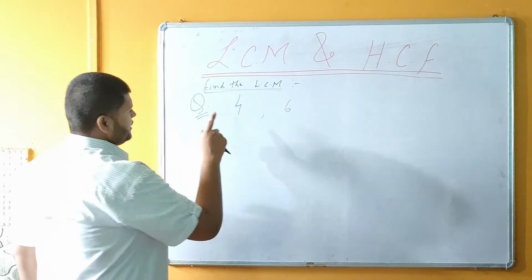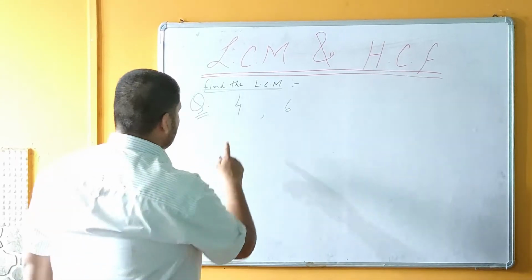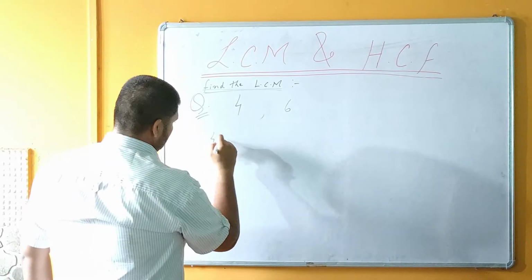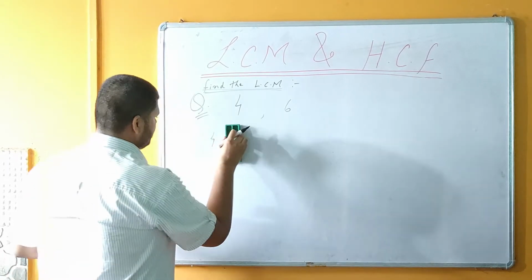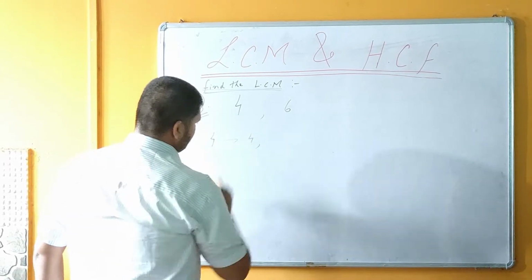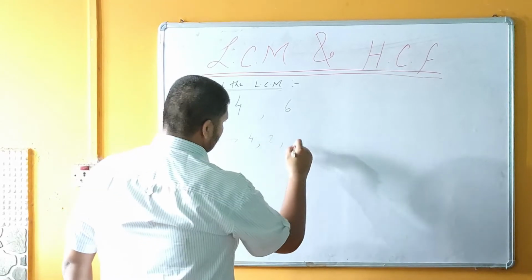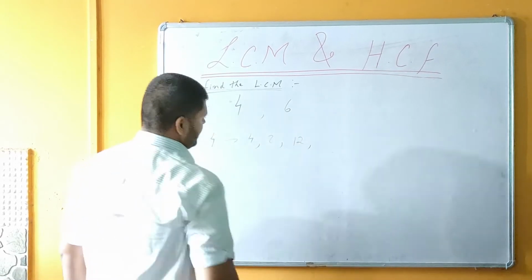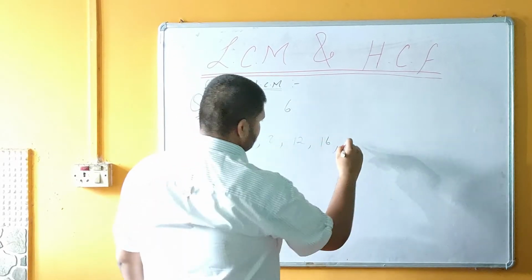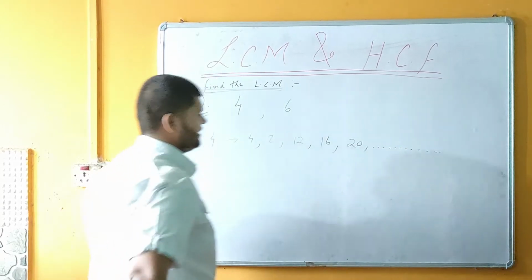Okay, so in order to find the LCM for 4 and 6, you have to first write the multiples of 4. The multiples of 4 will be 4 1s are 4, 4 2s are 8, 4 3s are 12, 4 4s are 16, 4 5s are 20. In this way, it will continue up to infinity.